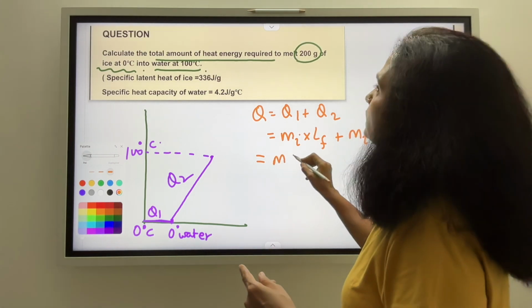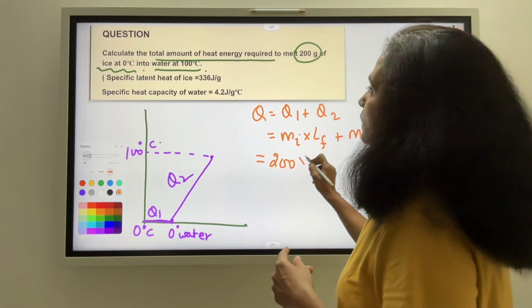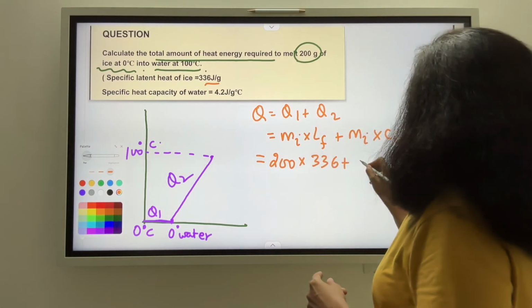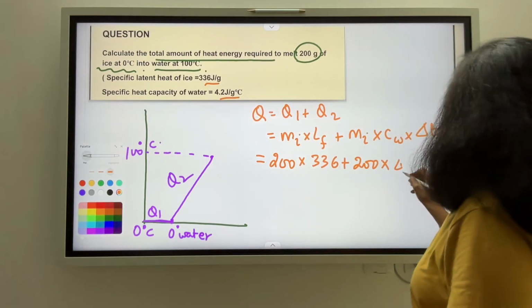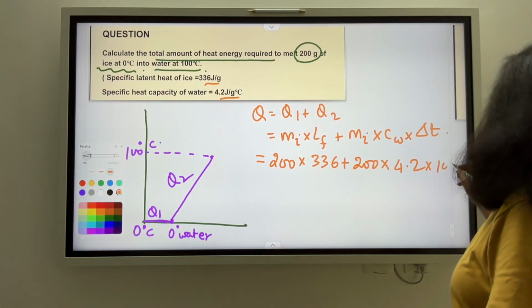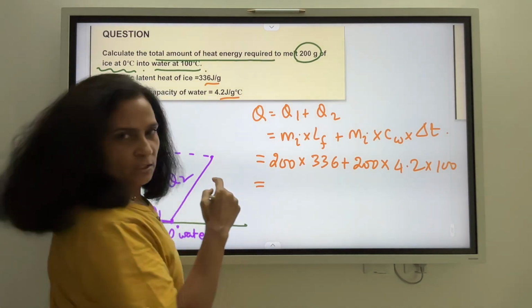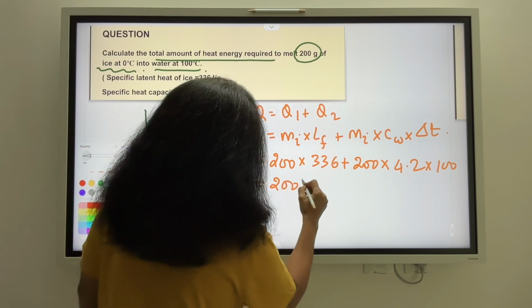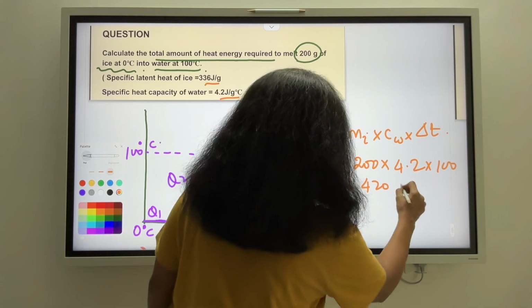So let's take this, this is given to us: 200 into the latent heat of fusion, which is 336, plus again 200 gram into the specific heat capacity of water, which is 4.2, and del T, from 0 to 100, so it is 100 degrees. This calculation also is seemingly not bad. So let us see this. Let's take 200 common, 336 plus what do we have here, 420.